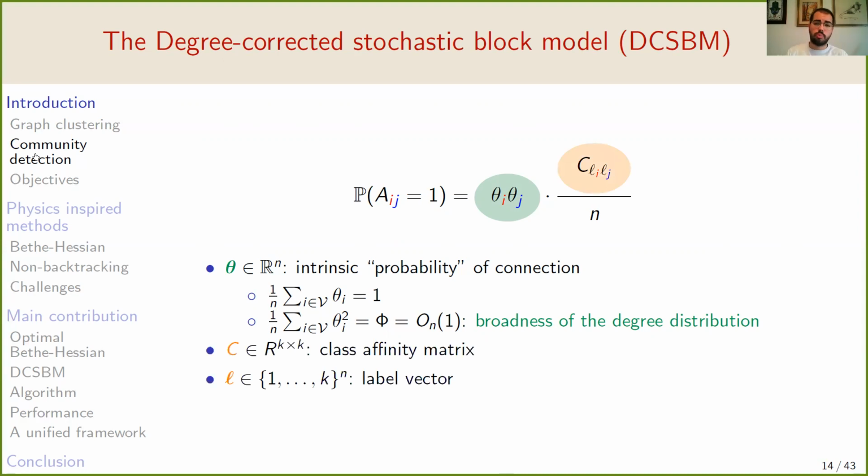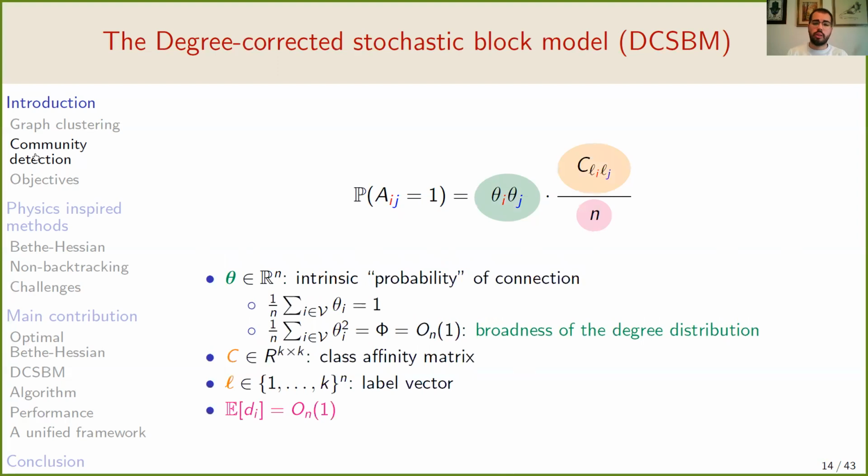Then we have the community part, which is created with a matrix of size k times k, where k, I recall, is the number of classes. The entry C_AB of this matrix indicates the affinity of the nodes in class A and the nodes in class B. The connection between node i and j is produced with a probability proportional to C_{l_i l_j}, where l is the label vector. And finally, the term 1 over n, the number of nodes, makes it so that the expected degree of each node is independent of the graph size, and this is precisely the definition of sparsity.